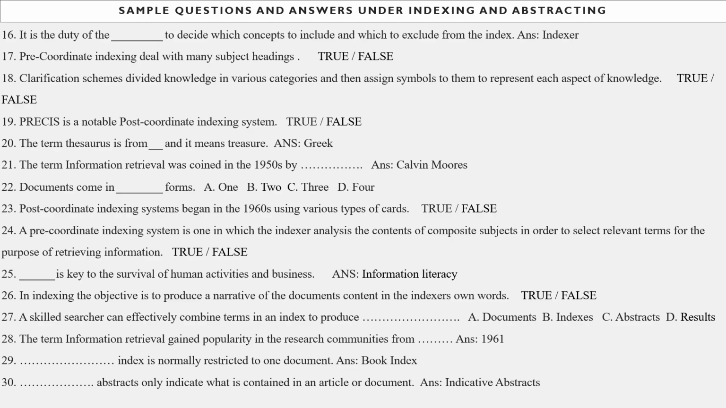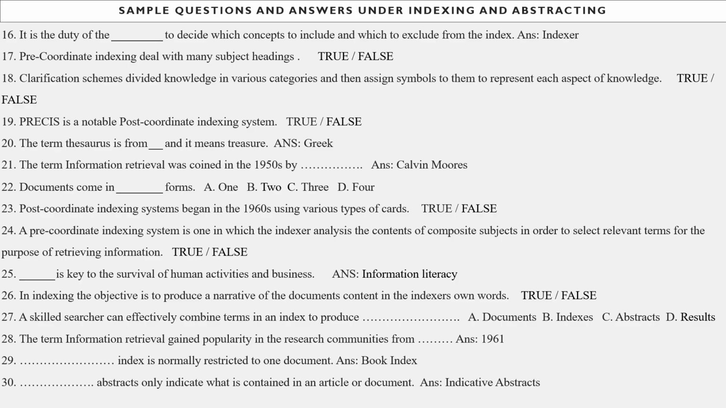Question number 23 is a true or false question, and the answer is true because the post-coordinate indexing system started in the 1960s, using different types of cards to combine subject terms at the time of search instead of in advance.